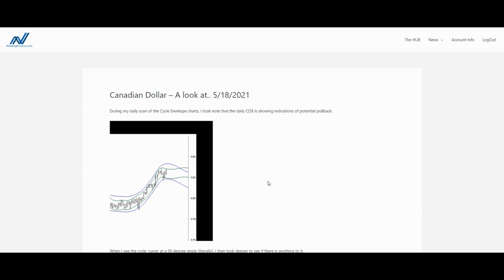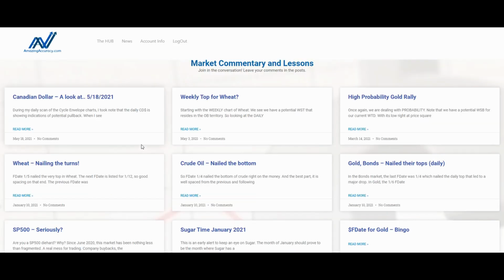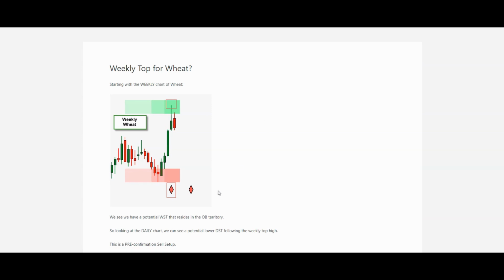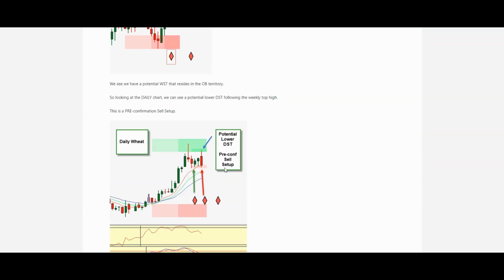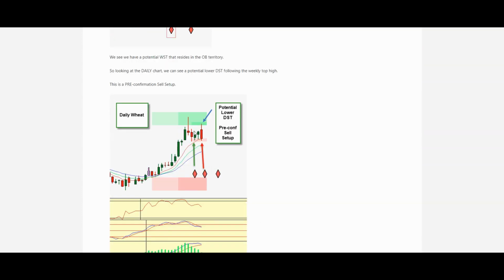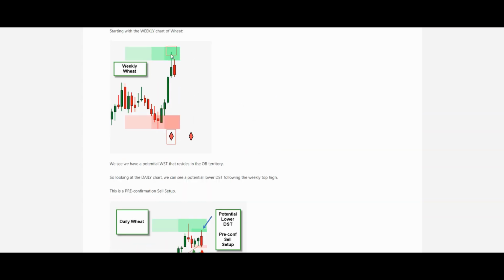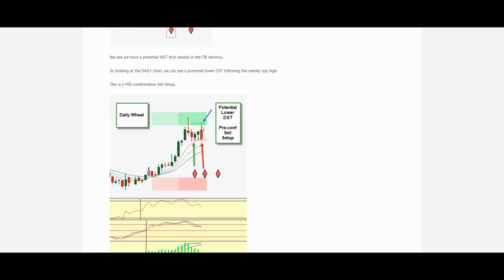Oh, I did promise I would look at something else here, didn't I? So I apologize, but real quick, we can take a look at a couple of these. Weekly top for wheat was May 3rd. Let's see, what was that about? Okay, so yeah, we had this indication here, and it says we have a potential weekly swing top, OB territory, and then the daily chart. This is the weekly here, okay, and then the daily chart. Oh yeah, it shows that we have, here's the actual weekly high there. And then on the daily, we're over here, which is after this period.